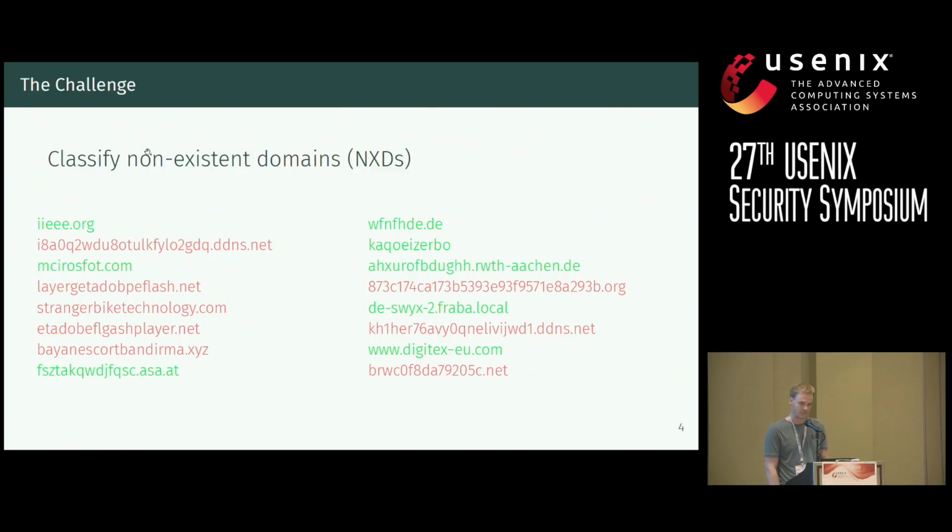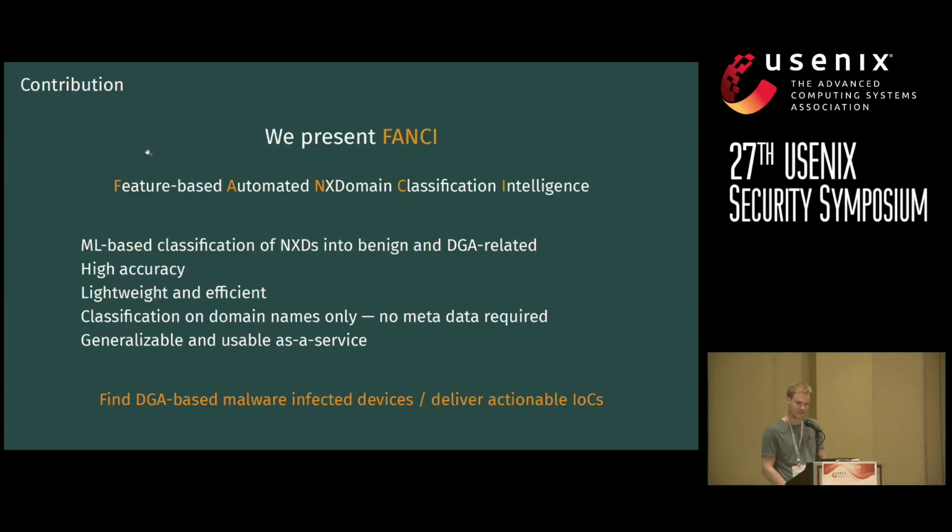To tackle this problem, we present our system FANCI, feature-based automated NXDomain classification intelligence. FANCI is a system performing machine learning-based classification of NXDs into benign and DGA-related. FANCI performs this classification with very high accuracy, is lightweight and efficient, and the classification itself is performed on domain names only. That means no metadata is required for the classification itself. FANCI is furthermore generalizable and therefore usable as a service. With the help of FANCI, we are able to find DGA-based malware-infected devices and deliver actionable IOCs.